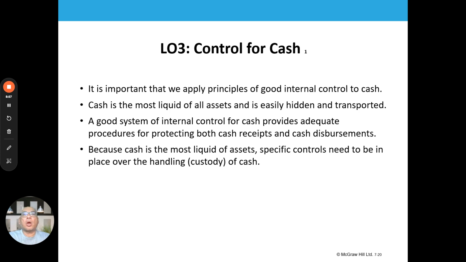Okay. Objective number 3, you must be able to control the cash. It is the principle of good internal control over cash. Cash is the most liquid and easily hidden. Okay. A good system of internal control must have procedures for protecting both cash receipts and cash disbursements. There always have to be checks and balances. Because cash is the most liquid, specific controls need to be placed in handling that cash.